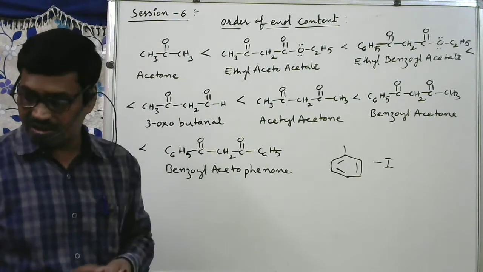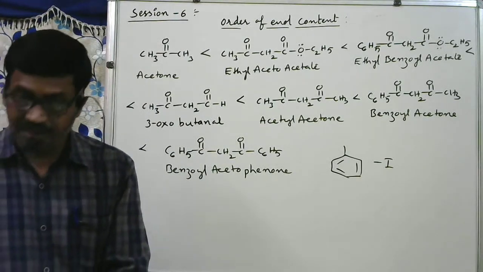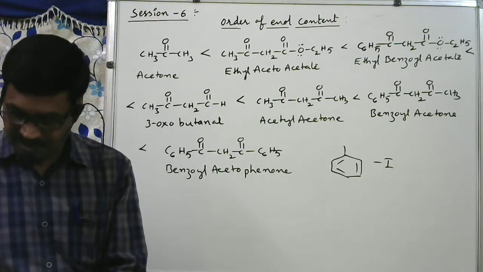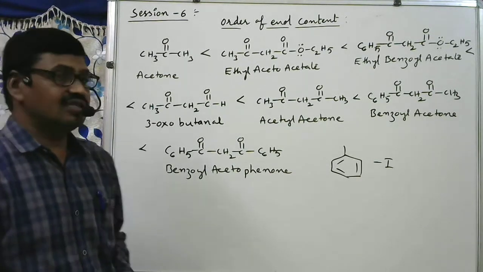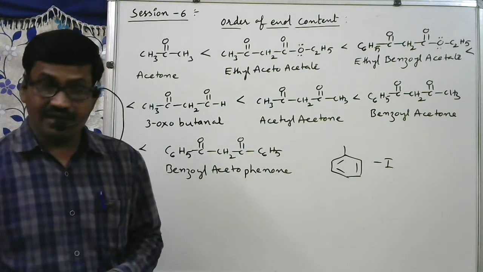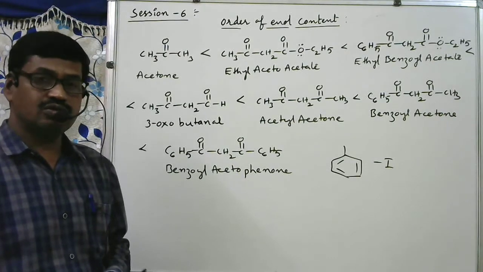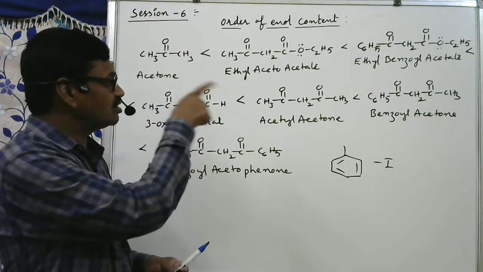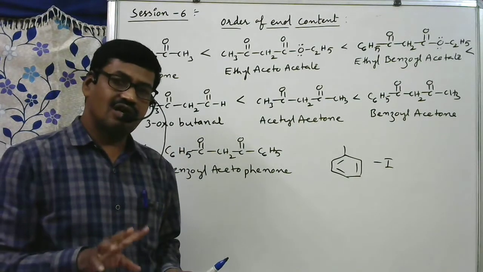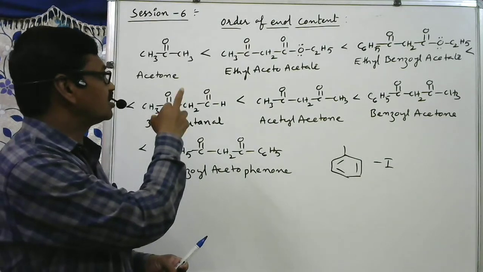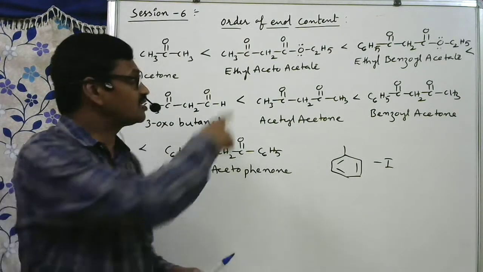So this is about the order of enol content of different compounds. Then we have different tautomerisms. Even nitro compounds also show tautomerism, not only carbon compounds. In all these examples, carbon and hydrogen, ketones or carbonyl compounds are mainly present. C double bond O groups are present, or ester is present.